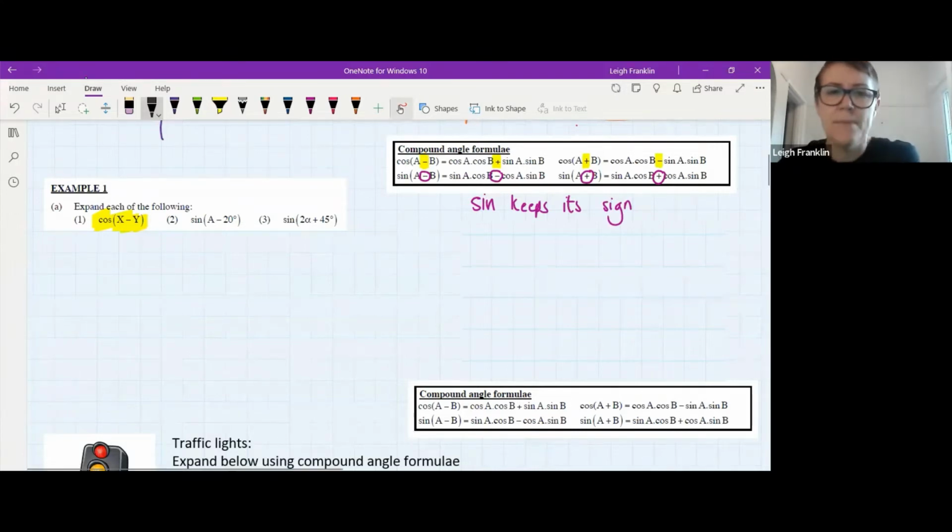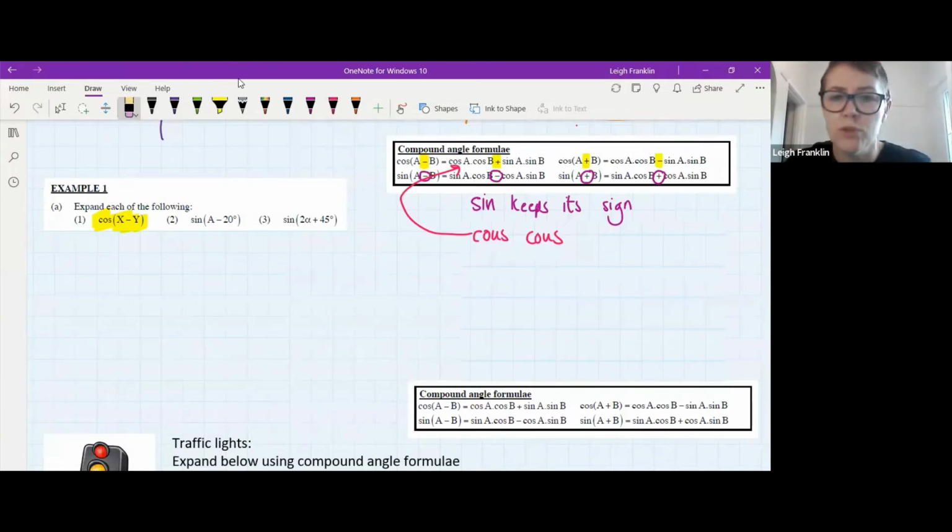This is something I also teach my boys at school. I don't know if any of you eat this food. It is like a grain. I have it sometimes at night with vegetables. It's called couscous. I always teach my boys that so that they can remember cos is cos, cos, sine, sine: couscous. So sine keeps its sign, and couscous. Then you've just got to remember that with cosine, the sign in the middle is different.